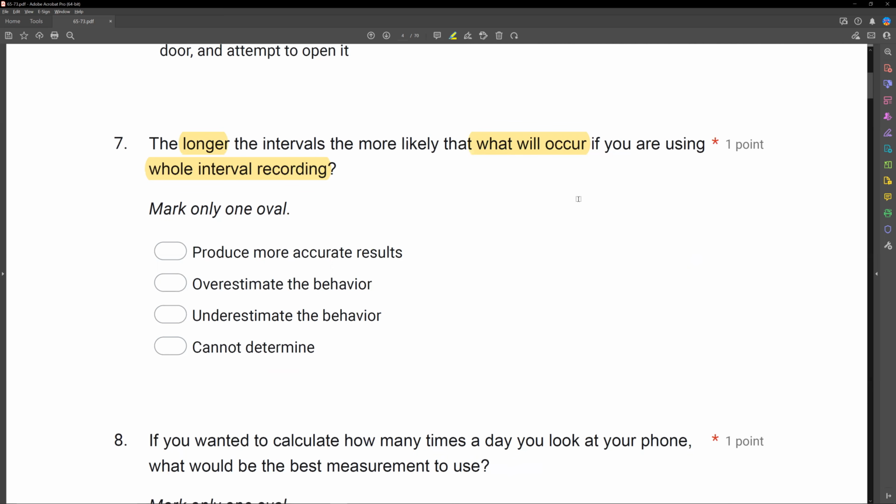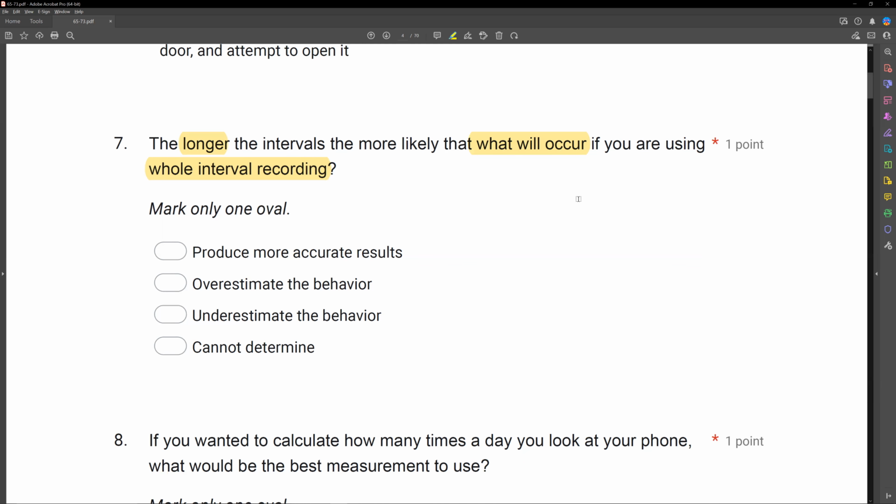Because if we have a 20-second interval compared to a 2-minute interval, that's going to give us a lot more data, and it's going to give us a much more likely chance of capturing the behavior than a behavior that has to happen for 2 minutes straight. Think how long that is, right? B, overestimate the behavior. Now, will this overestimate or underestimate? Well, if my interval is 2 minutes long and the behavior is occurring for a minute and a half, how many responses am I recording? Well, 0. We are drastically underestimating how often that behavior is occurring.